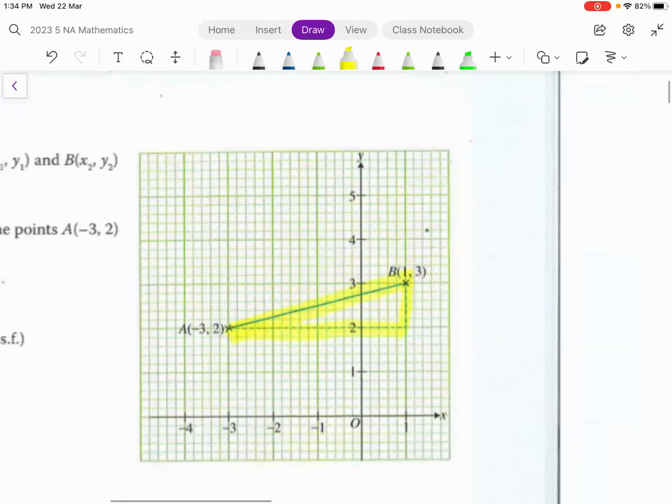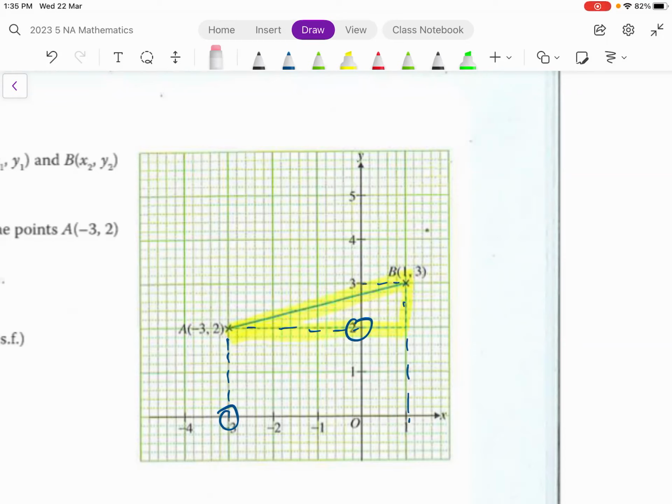Okay, so let's take a look at this example. We've got a line on a piece of graph paper. It's a line segment. It's got 2 endpoints. We've got point A, -3, 2. So the x coordinate is -3. The y coordinate is 2. Very obvious. We've got our point B, x coordinate to be 1 and y coordinate to be 3.